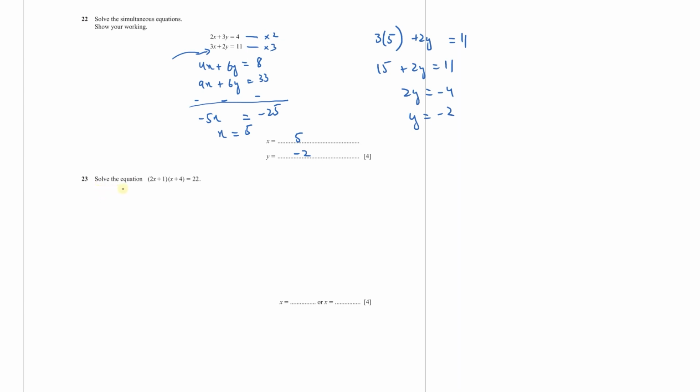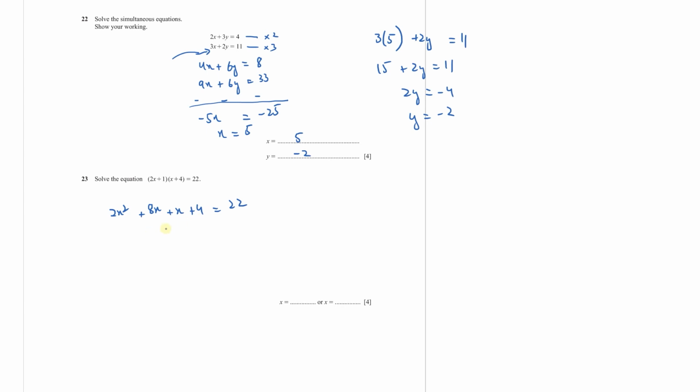Question number 23 is solve the equation. So I will first open up the brackets. 2x will be multiplied by both these values. So 2x times x will be 2x squared, and 2x times 4 will be plus 8x. Then I will multiply this 1 with the two values. So 1 times x will be plus x, and 1 times 4 will be plus 4, equals 22.